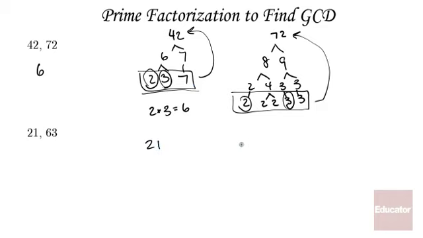Let's try 21 and 63. This is 3 times 7. This is 7 times 9. 3 times 3 times 7.